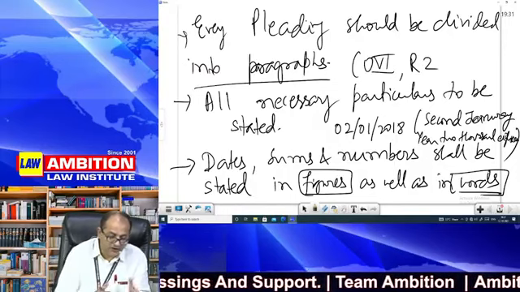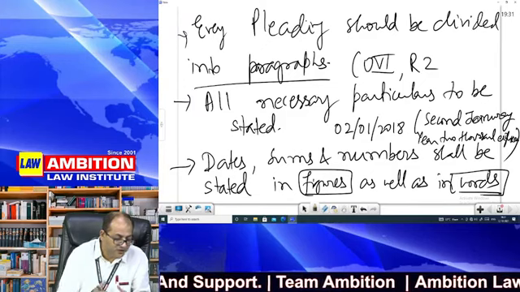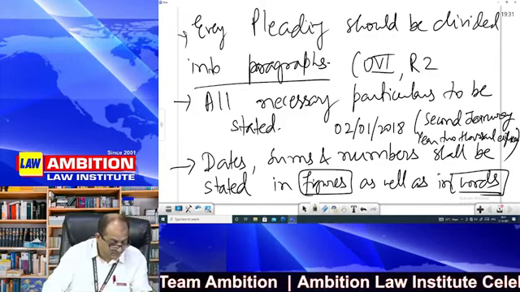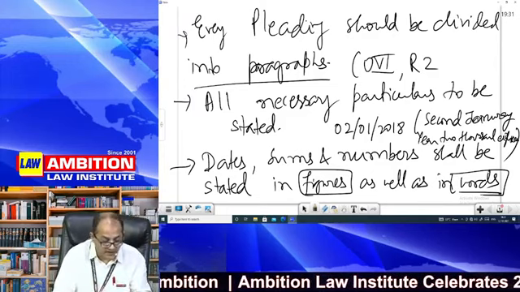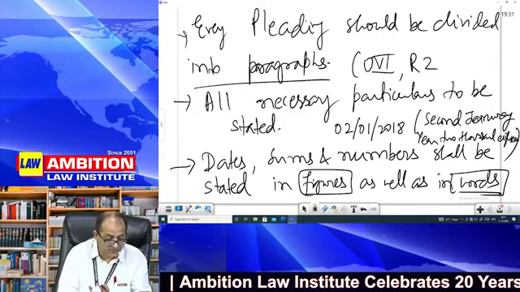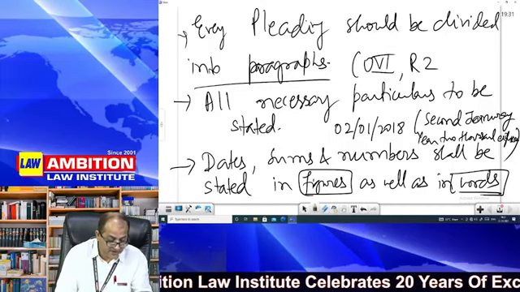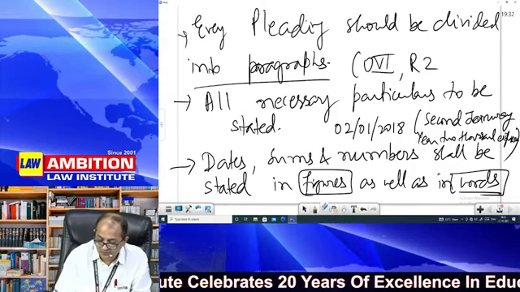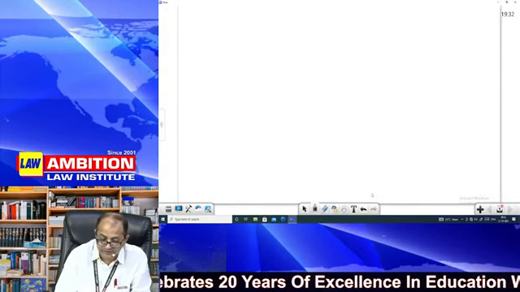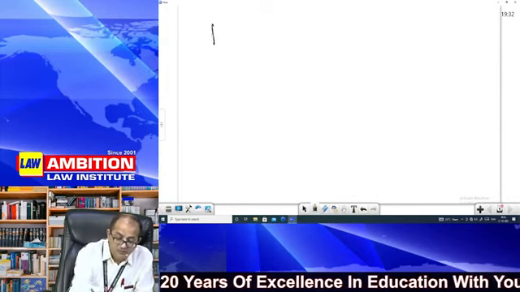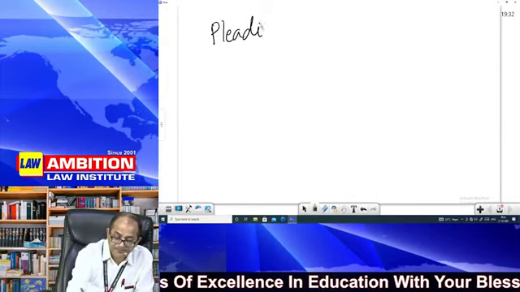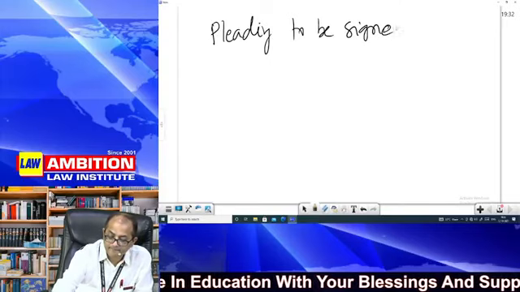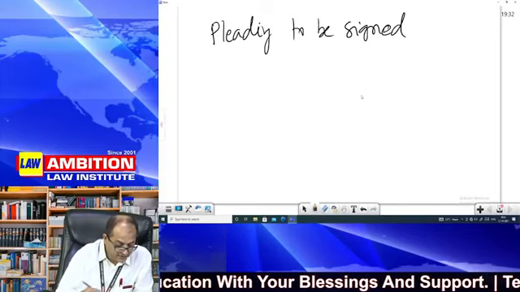Now, in drafting of a plaint, what are the contents of a plaint? What will you write in the plaint? Then the pleadings have to be signed and verified. That is also very important. Every pleading has to be signed and verified. I'll come to the format of plaint also, but first understand the basic law. Formats will come later. Pleading to be signed and verified also.